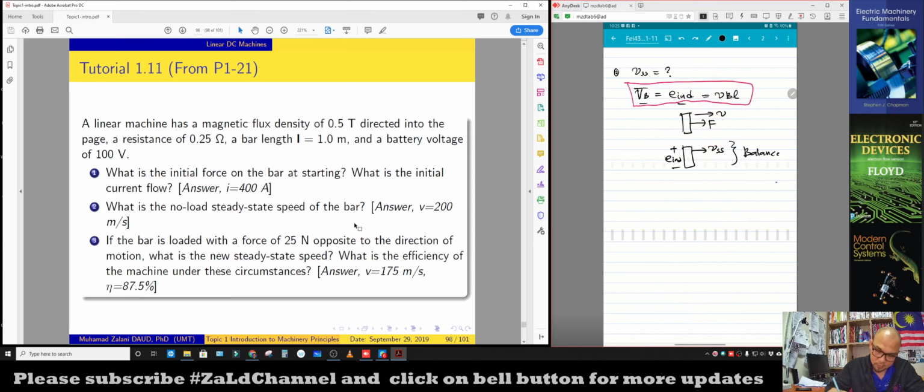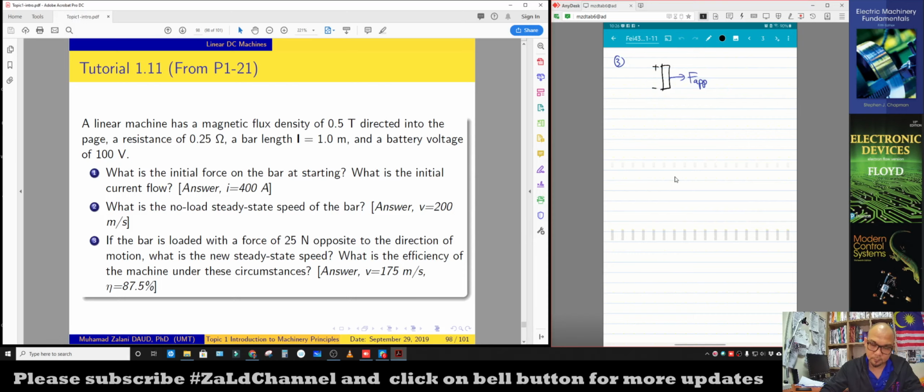So now let me just rearrange this equation. The steady state speed is, so induced voltage we don't know yet, but we know the value of VB. So we can just use VB in this case divided by BL. We just rearrange this equation. Then VB is 100, B is 0.5 and L is 1. Then we get the answer for question number 2, which is 200 meters per second. So this is the steady state speed.